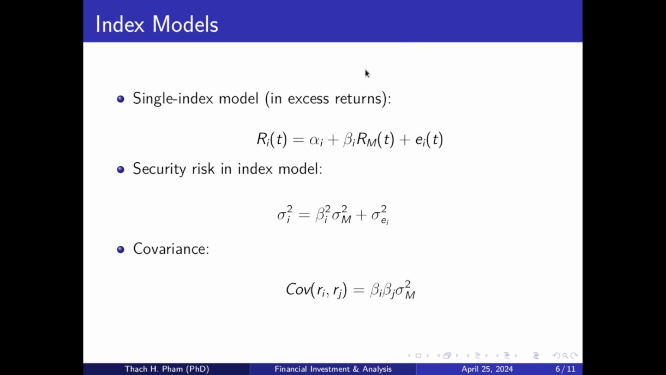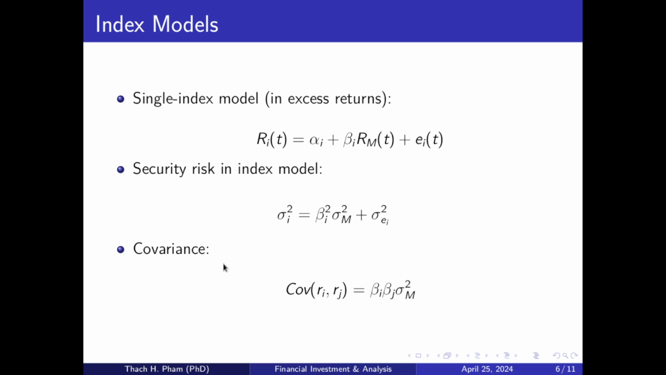For the index model, we have the single index model, R it equals alpha i plus beta i R Mt plus e it. This is the error of the model. For the security risk in the index model, we have sigma i squared equal to beta i squared multiplied by sigma M squared, plus the sigma of the error squared.